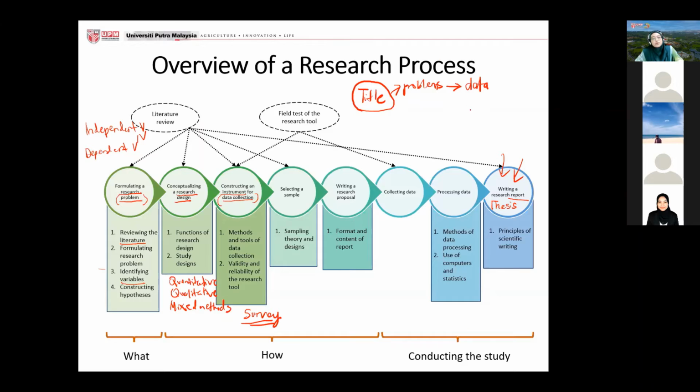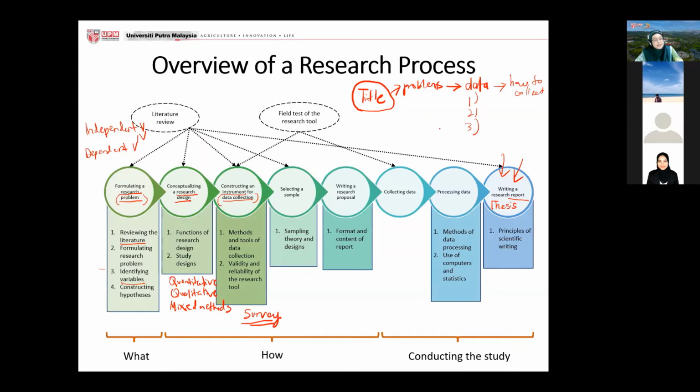So once you know your title, your problem, you have the data, or what is your data? 1, 2, 3. Okay, how you want to collect the data? How to collect the data? And if it's quantitative, then most probably it will be some kind of device. But if it's qualitative, it could be other methods as well. So the most basic difference would be, in experimental design, usually you have an instrument.